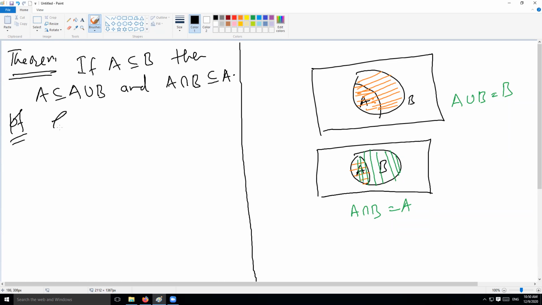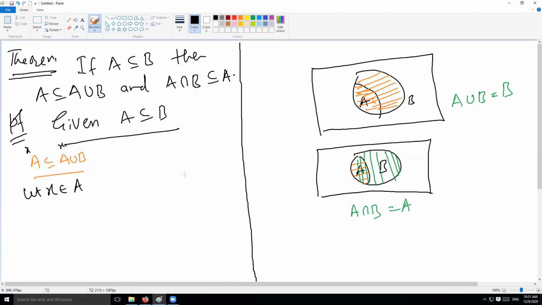So what is given to me? It is given to me that A is a subset of B. And let's first prove that A is a subset of A union B. How am I going to prove it? In order to prove that one set is a subset of another, you have to show that every element that belongs here is also here. So let's pick an element x in A.